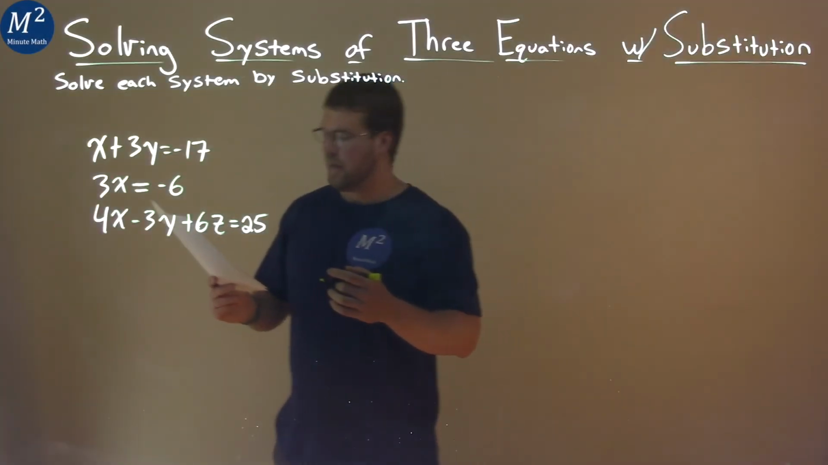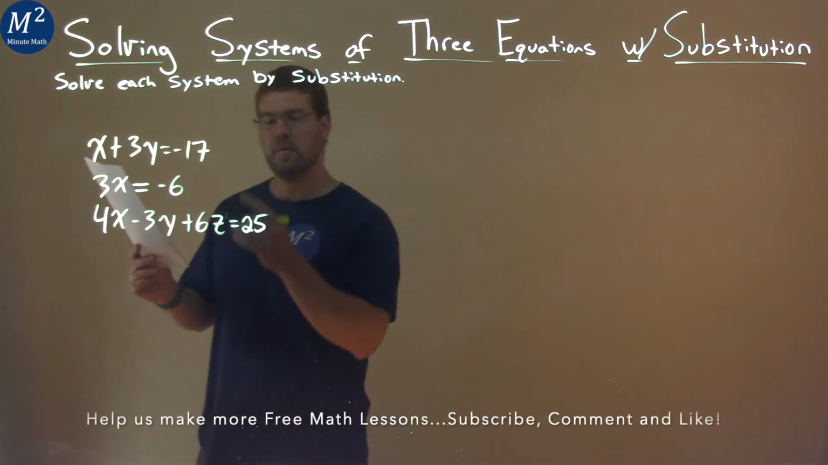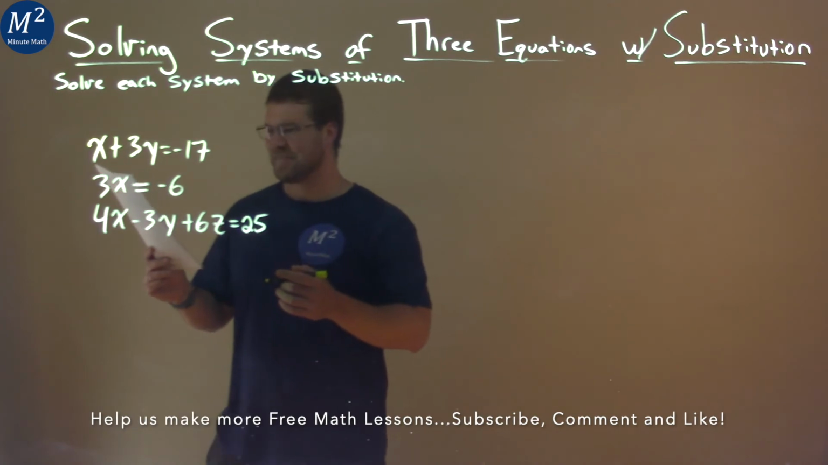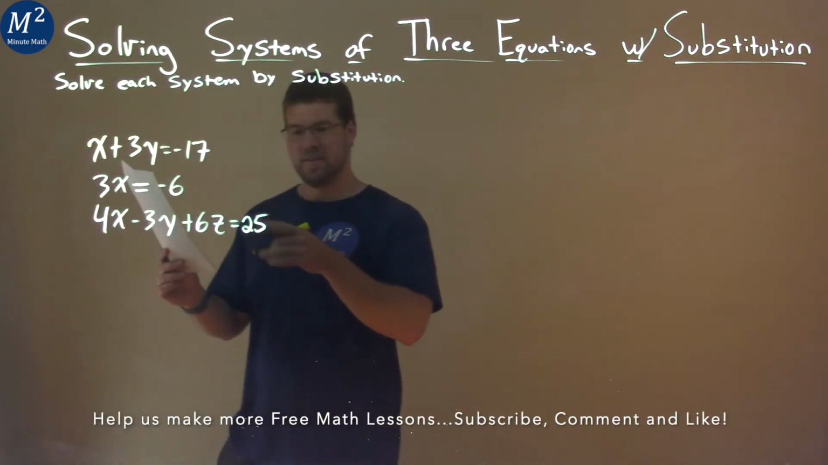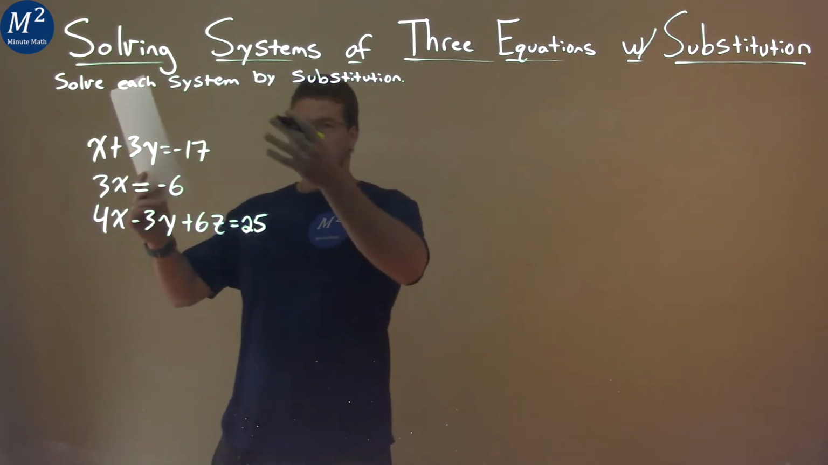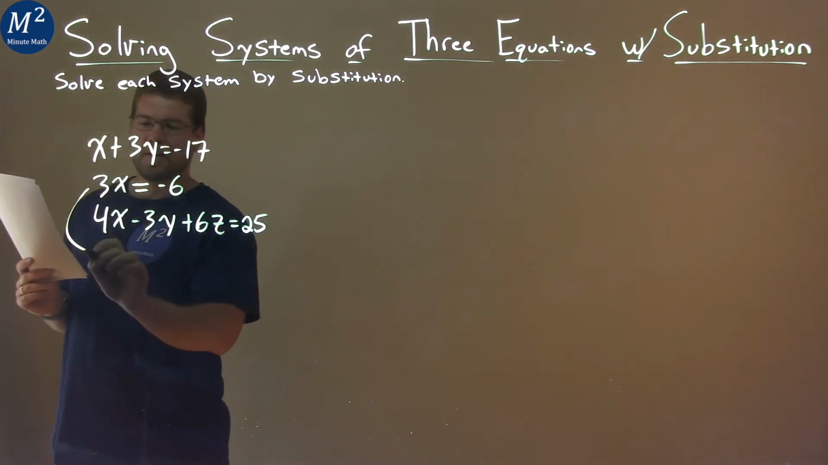We're given this problem right here. x plus 3y equals negative 17. 3x equals a negative 6. And 4x minus 3y plus 6z equals 25. We want to solve this by substitution. First thing that pops out to me here is the second equation.